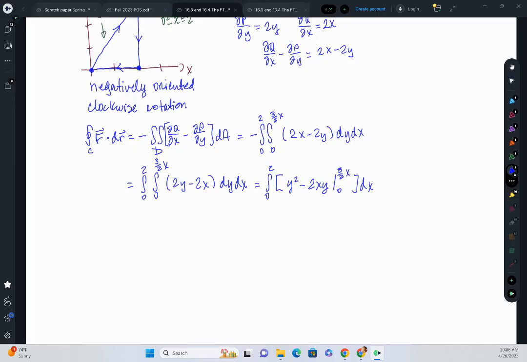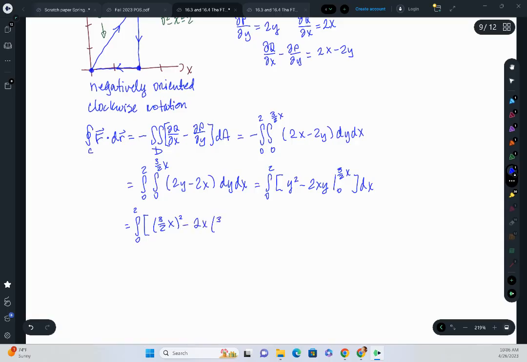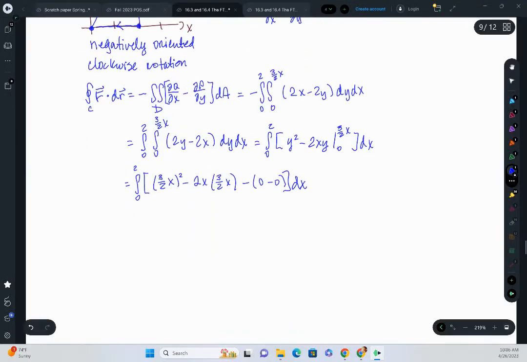All right, so plugging in 3/2 x for y will give us something. When we plug in 0, we will get no contribution. So this is going to leave us with the integral from 0 to 2 of, I'm going to write this, 3/2 x all squared minus 2x times 3/2 x minus 0 dx. Just showing myself everything there. All right, rewriting this so I can actually integrate it, we've got the integral from 0 to 2 of 9/4 x squared, and then we have a minus 3x squared dx.